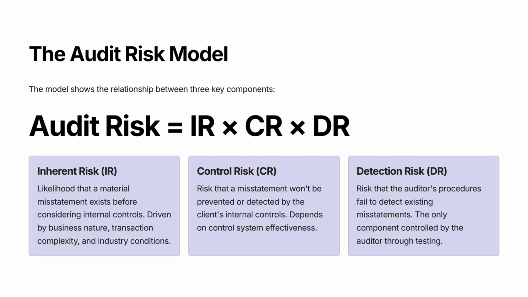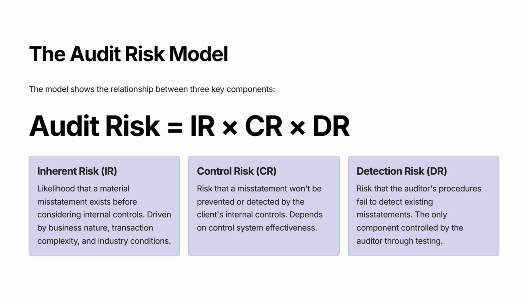The audit risk model shows the relationship between three key components. Audit risk equals inherent risk times control risk times detection risk. Let's break each one down. Inherent risk, IR. This is the likelihood that a material misstatement exists before considering internal controls. It's driven by factors like the nature of the business, complexity of transactions, estimates, industry conditions, and external pressures. Neither the auditor nor the client can control inherent risk. It's built into the environment.